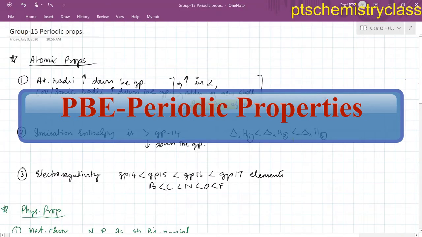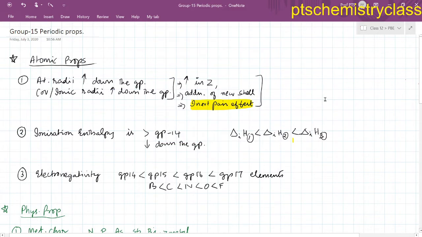Elements. General periodic properties you would have studied in 10th standard itself, so we will quickly rush through those topics. The atomic properties: atomic radii increases down the group, covalent and ionic radii also increase down the group. They may not ask you the reason. Sometimes, if they ask you the reason in any of the tests, we have to give this: increase in the atomic number, addition of new shell, or inert pair effect, you can say.